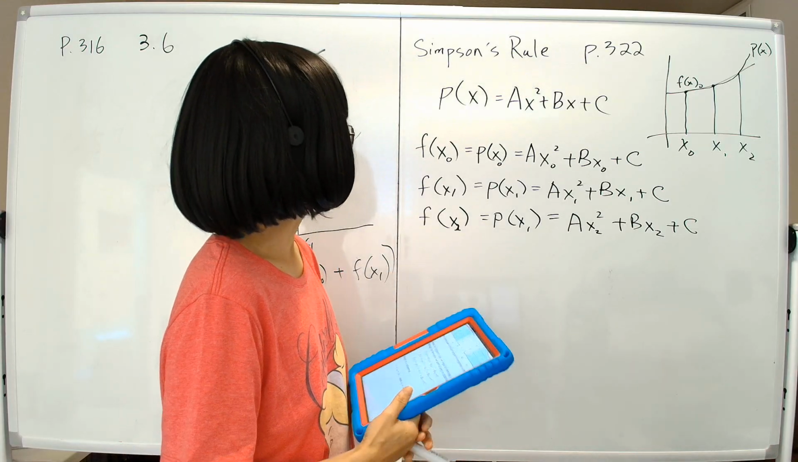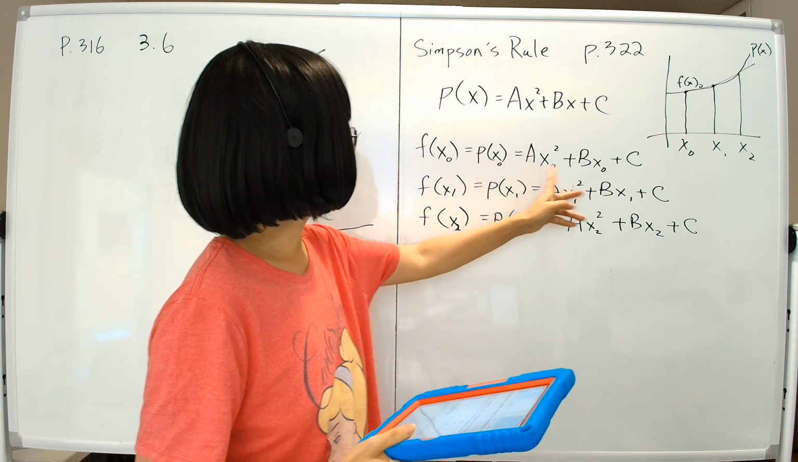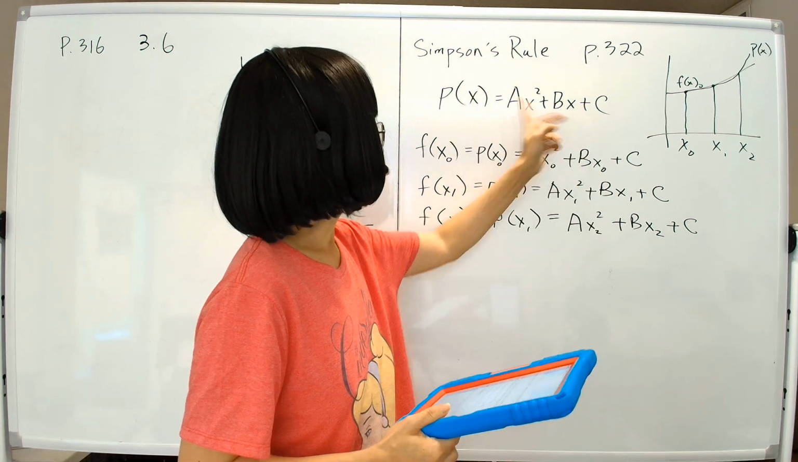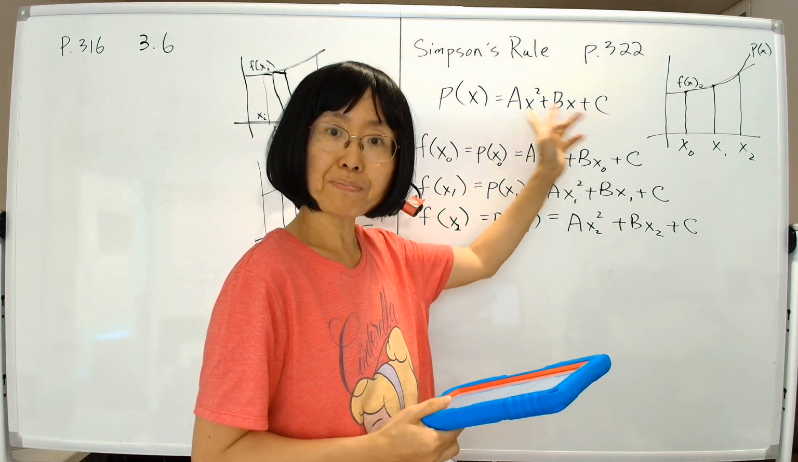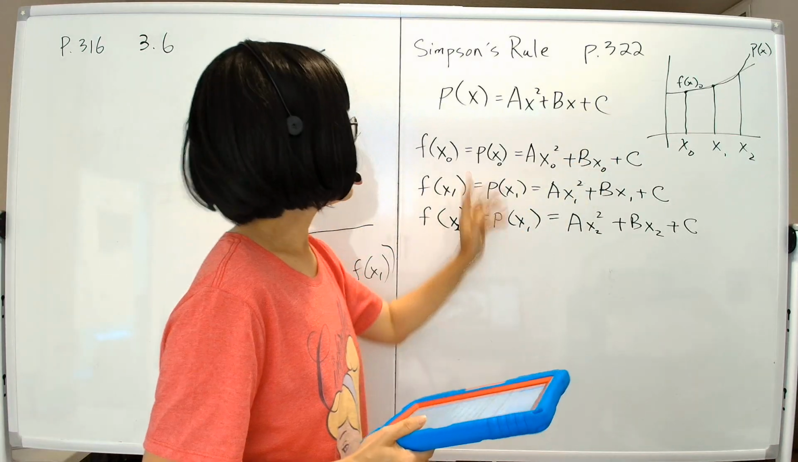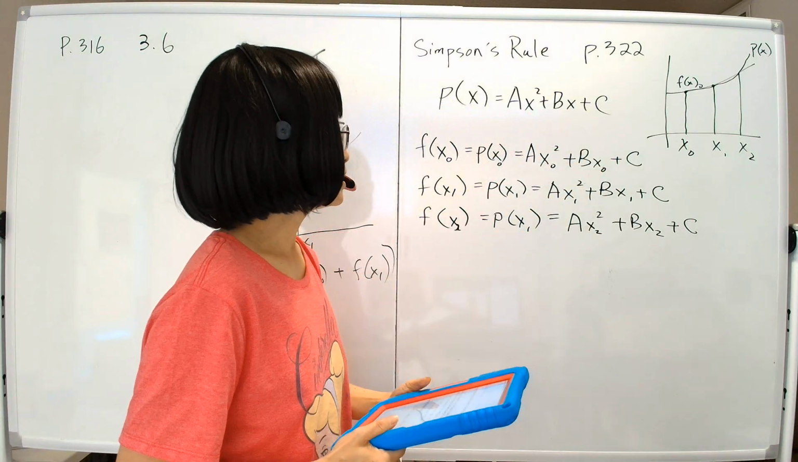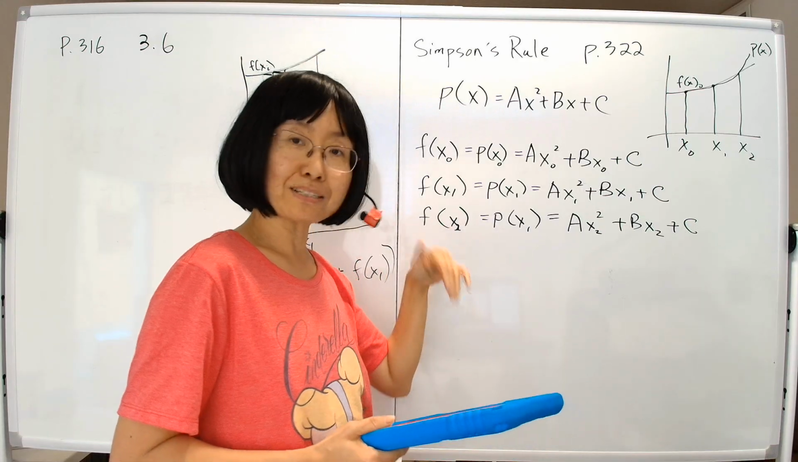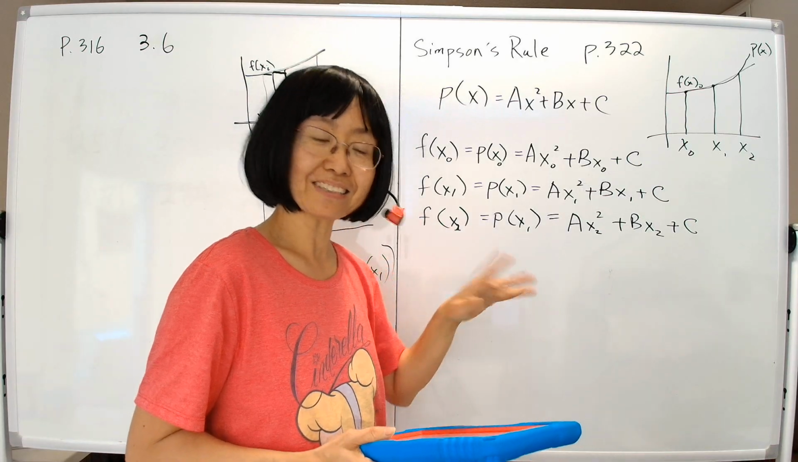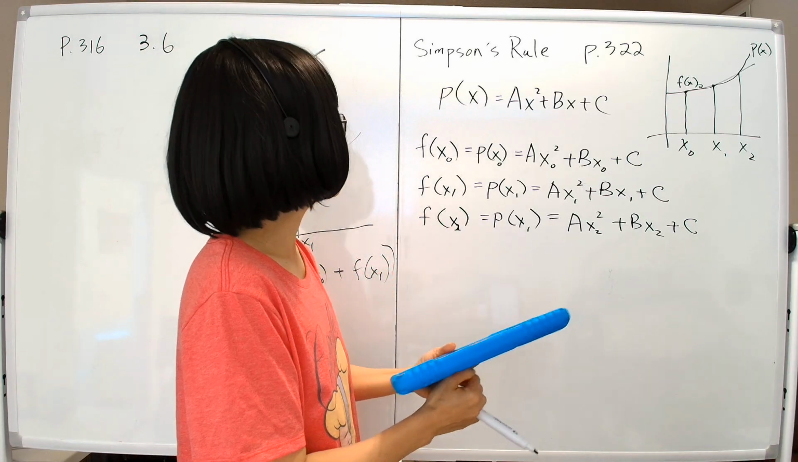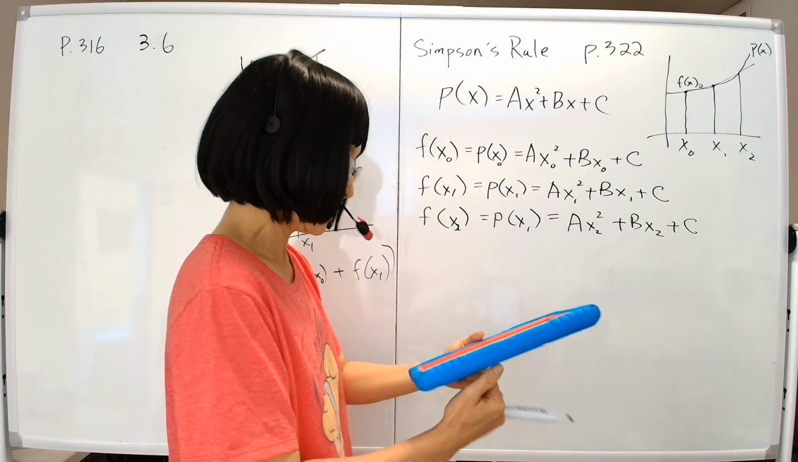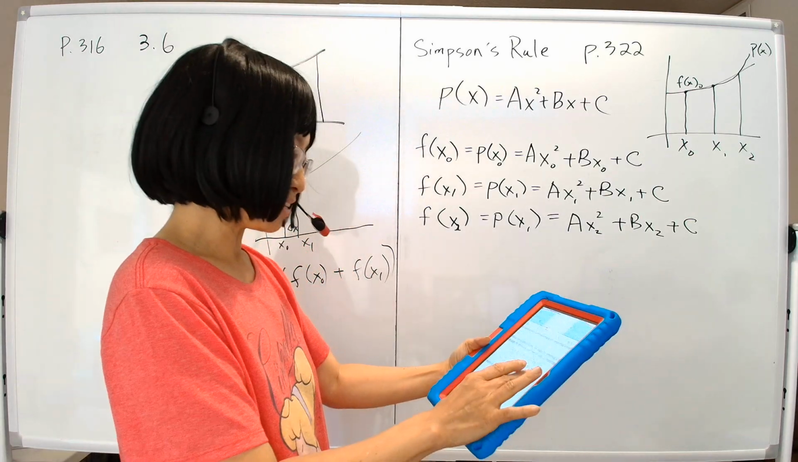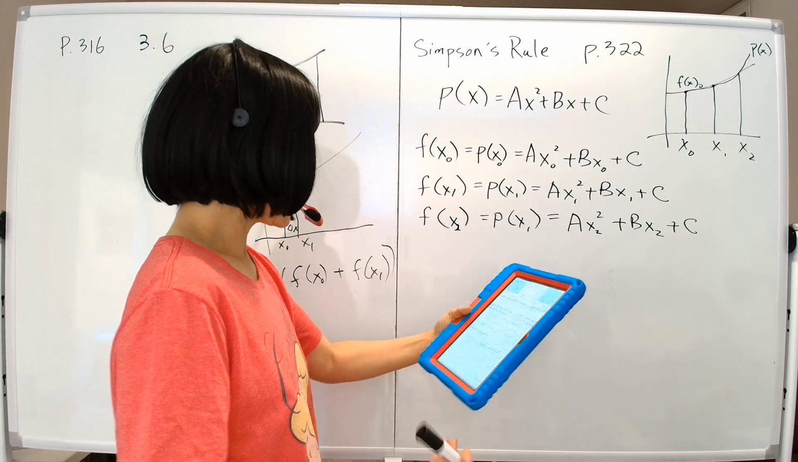Because in Simpson's rule, we're going to calculate these things, the p of x, but we don't have to calculate any of a, b, and c at all. We don't have to worry about what a, b, and c are because they disappear in the calculations, which I will show you in a minute. So Simpson's rule is rather magical that way, right? And so let's continue, and we will keep looking.